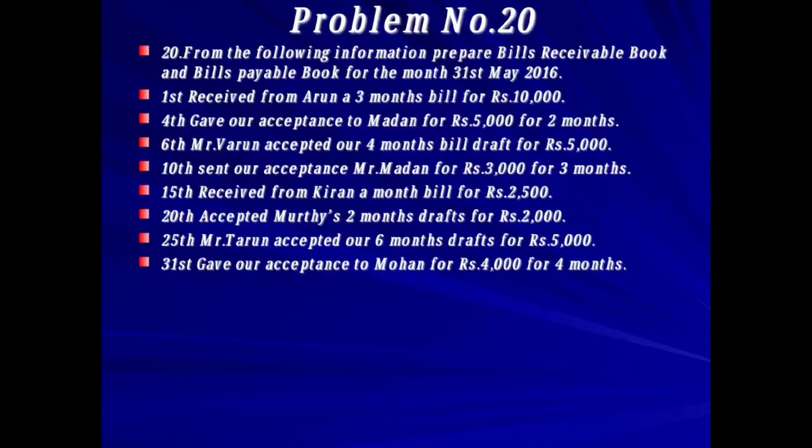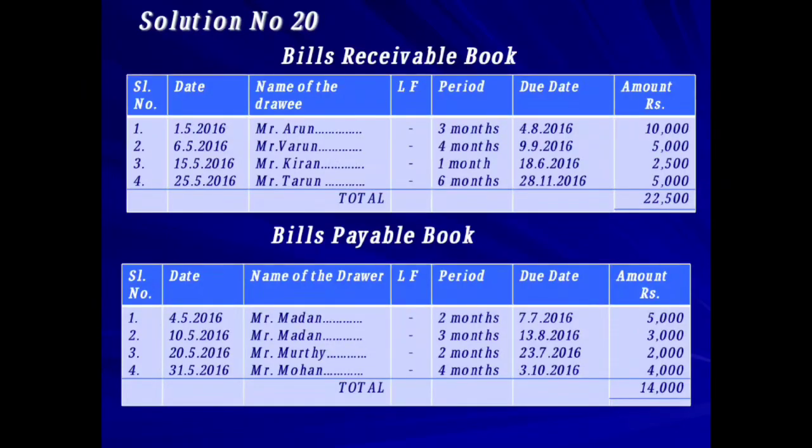2,500 from him. The next you have 20th, accepted Murthy's 2 months draft for rupees 2,000. We have accepted Murthy's bill, so it is bills payable. Third entry on bills payable, 20/5/2016, Mr. Murthy. 2 months time duration we are having. Due date: for 5, if you add 2 months you'll get 7. For 20, if you add 3 grace days, 23. So 23/7/2016. How much we should pay?